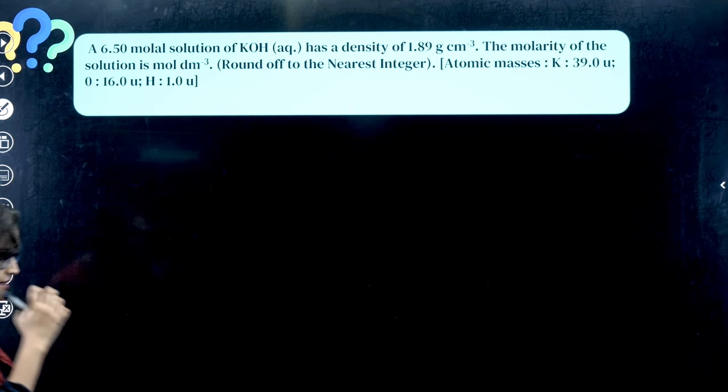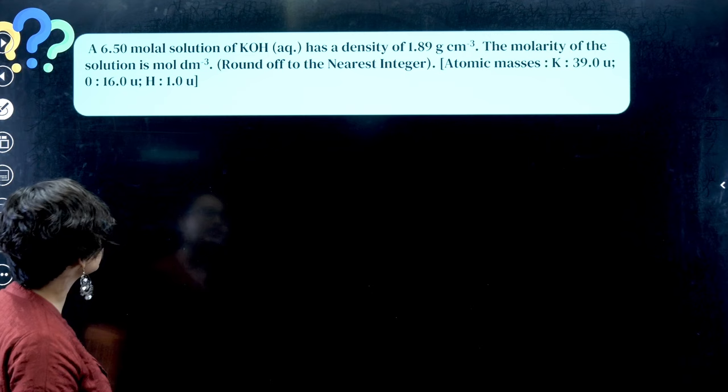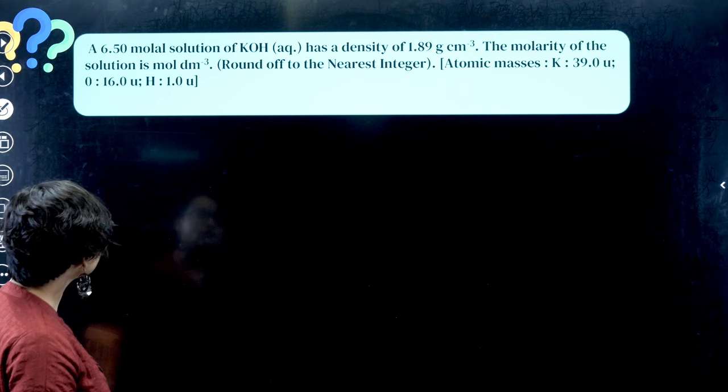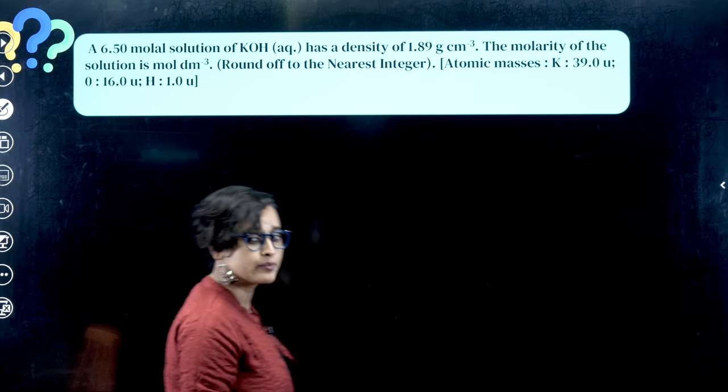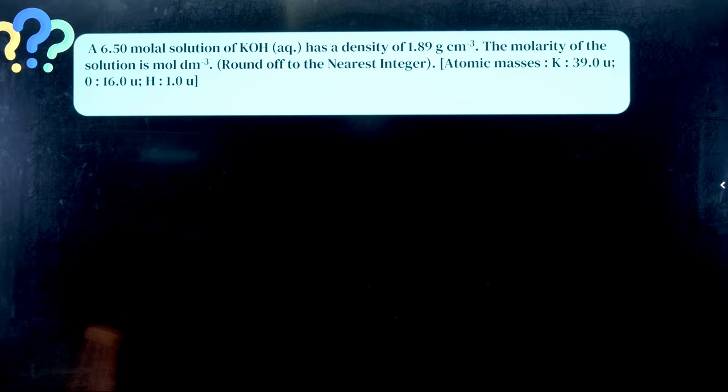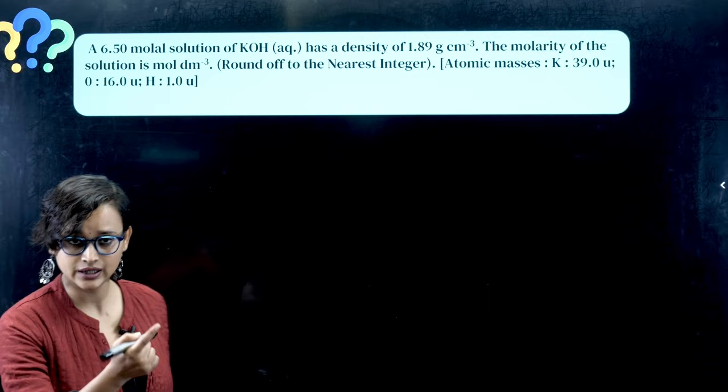Now, let's solve this, everybody. A 6.50 molal solution of aqueous KOH has a density of 1.89 gram per centimeter cube. The molarity of the solution is mole per dm cube. Round off to the nearest integer. Atomic mass of K is 39.0 u, O is 16.0, H is 1.0. Most of the time, this data will be given to you. So the same thing that we have to do, the formula that I just showed you.